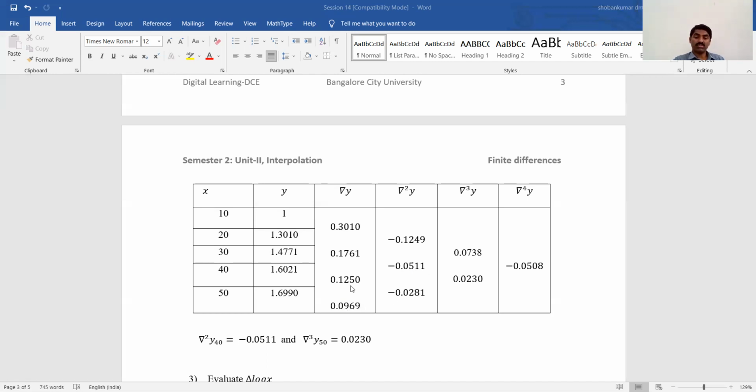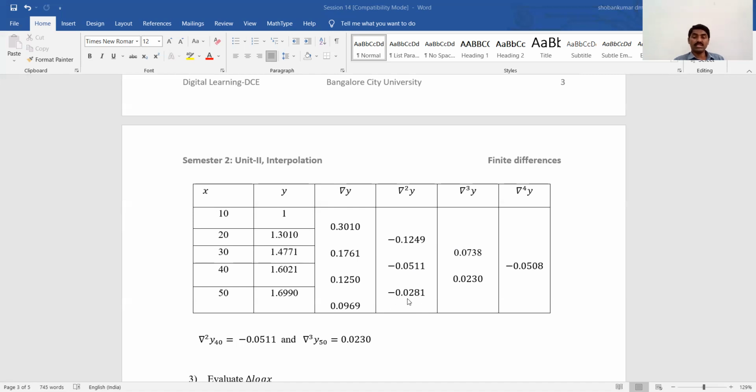0.0969 minus 0.1250 gives minus 0.0281. These are the second backward differences: nabla 2y0, nabla 2y1, nabla 2y2. And next, minus 0.0511 minus of minus 0.1249 gives 0.0738. This is nothing but nabla 3y0.